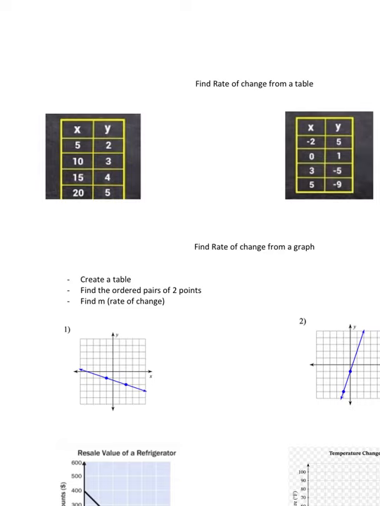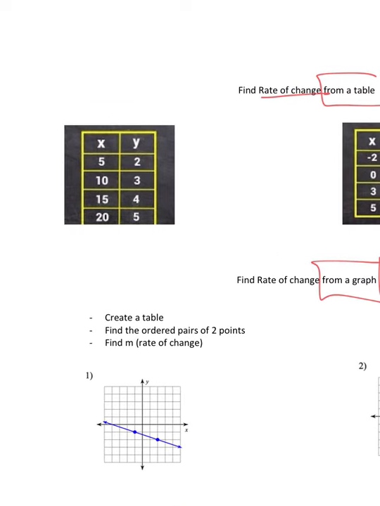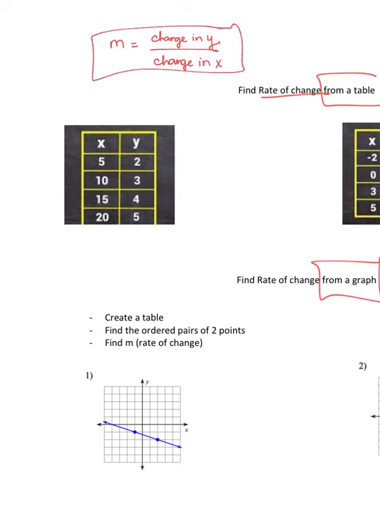Hey class, today we're going to practice how to find the rate of change from a table and from a graph. To find the rate of change, remember that you're going to find the change in y and divide it by the change in x. You need to remember this. Okay, so let's practice table 1.